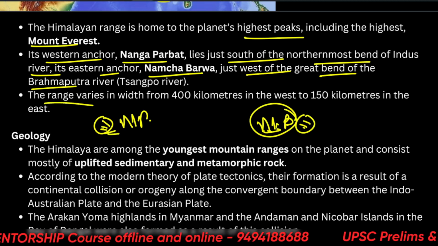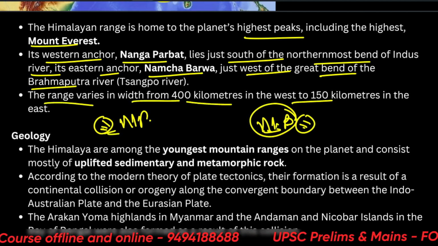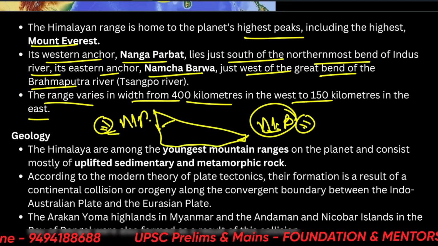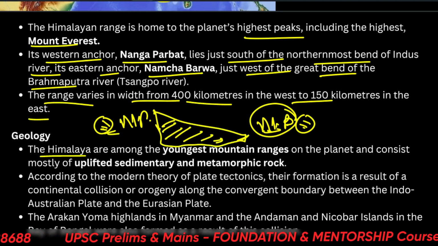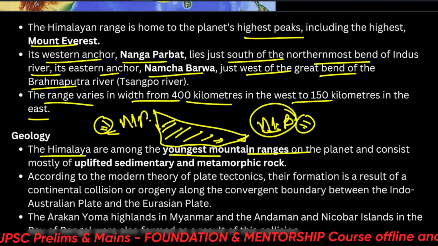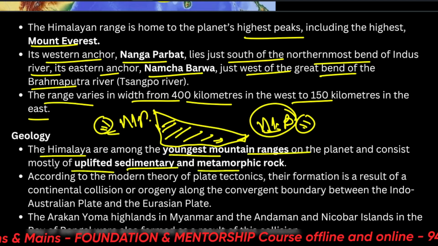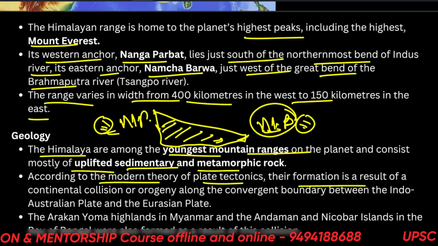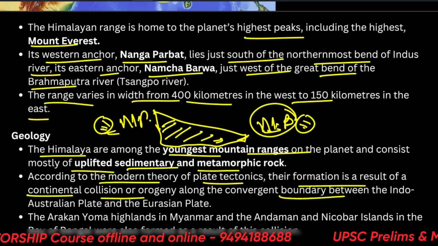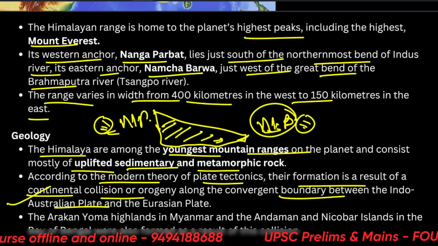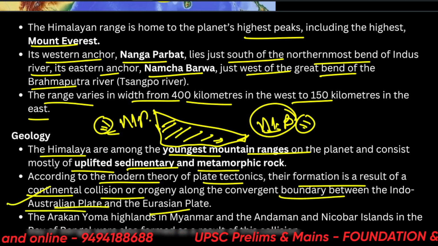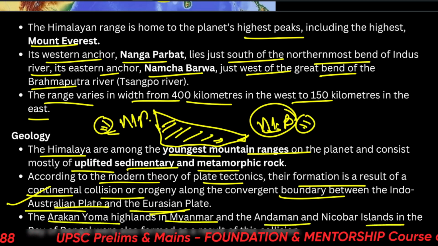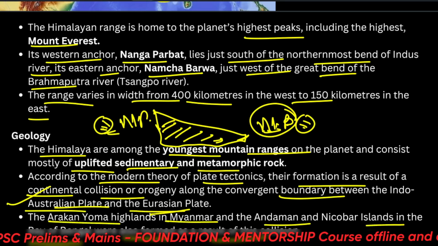Alright, the range varies from 400 kilometers in the west to 150 kilometers in the east. So just remember that in the east it shrinks a little bit. The Himalayas are among the youngest mountain ranges on the planet, consisting mostly of uplifted sedimentary and metamorphic rock systems. According to the modern theory of plate tectonics, their formation is a result of the continental collision and basically folding of the Indo-Australian plate and the Eurasian plate. The Arakan Yoma Island in Myanmar, and the Andaman and Nicobar Islands in the Bay of Bengal were also formed as a result of this same collision.